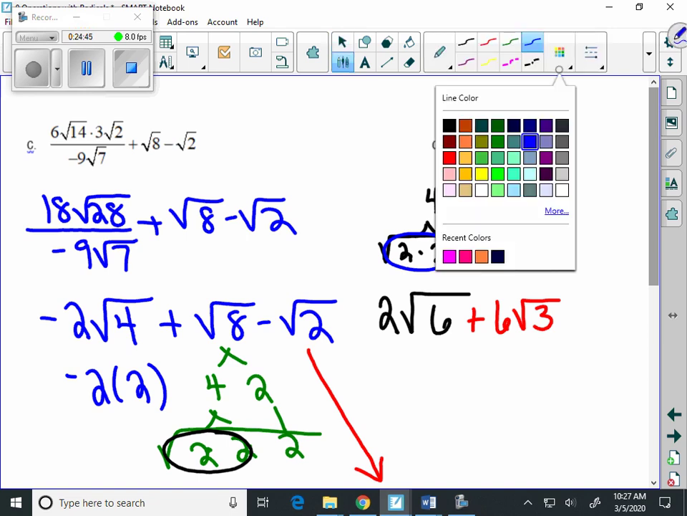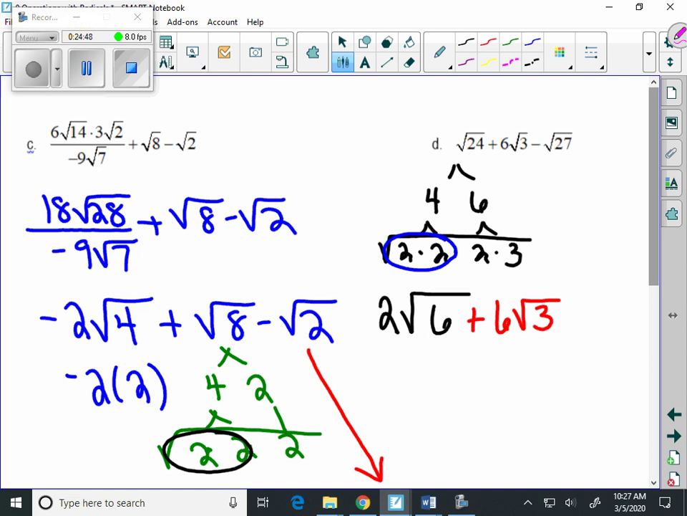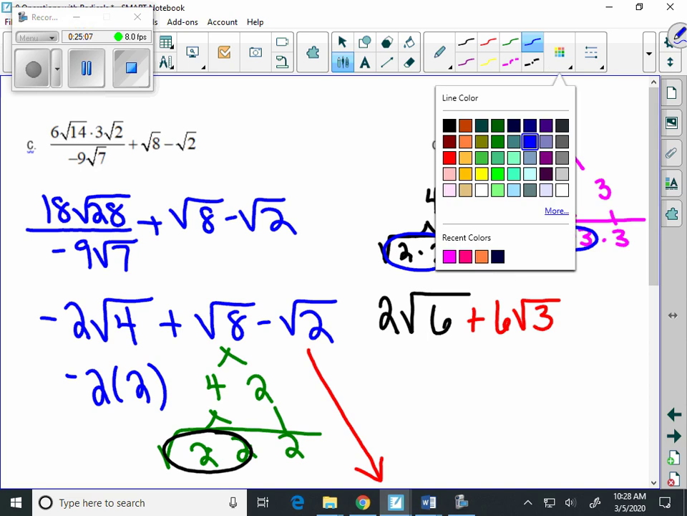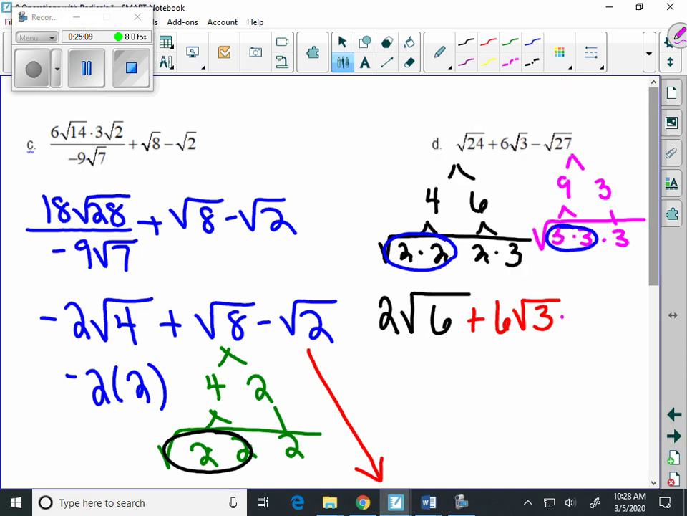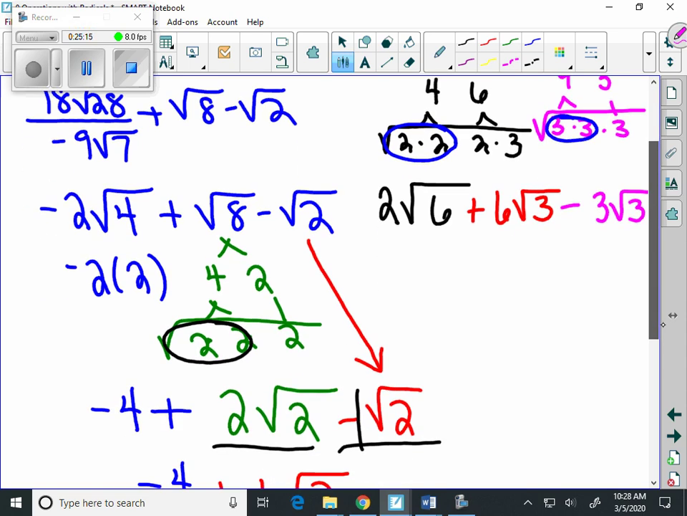When we look at the square root of 27, it is 9 times 3. We can break down the 9 into 3 times 3. And then what we need are 2 of the same to take out 1, and we've got 2 3's this time. So this is going to be 3 radical 3. And notice the sign in front of the 27. We're subtracting, so I'm still subtracting.